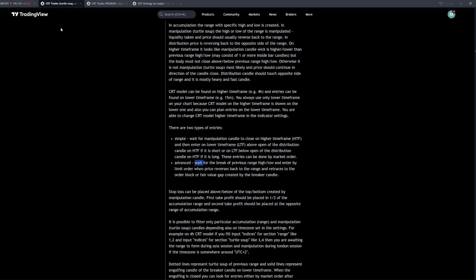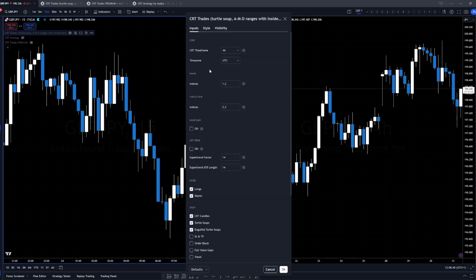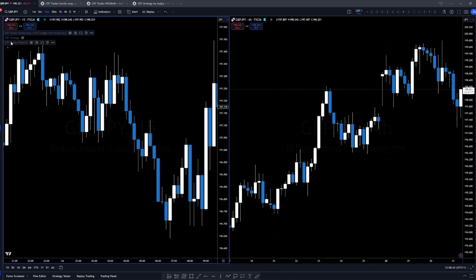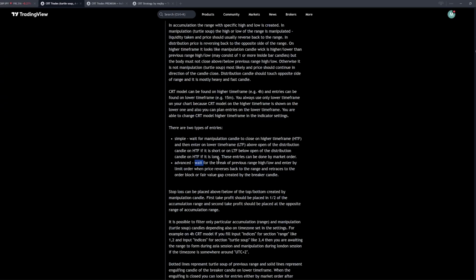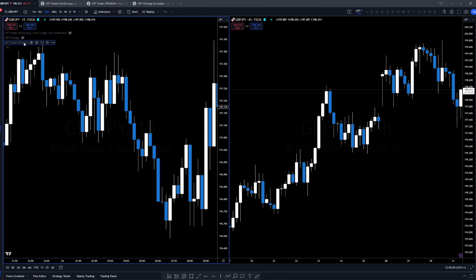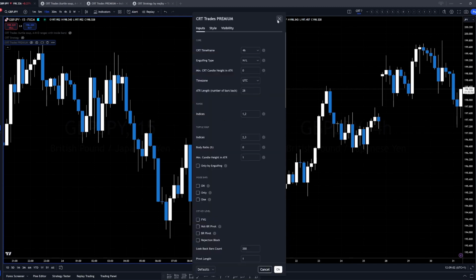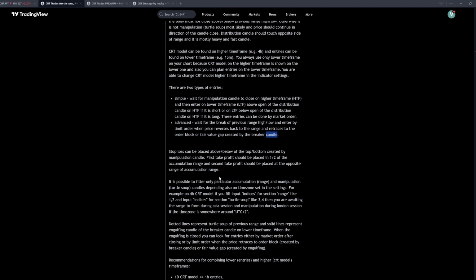Advanced is what the indicator is looking for. So wait for the break of previous range high or low and enter by limit order when price reverses back to the range and retraces to the order block or fair value gap created by the breaker candle. So yeah, stop loss can be placed above or below the top or bottom created by the manipulation candle. First take profit should be placed in 1/2 of the accumulation range.